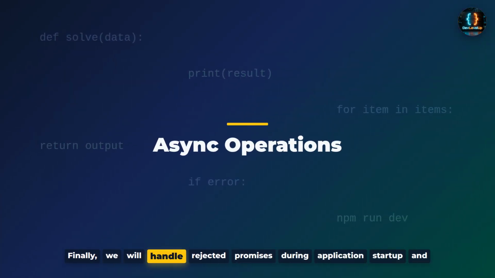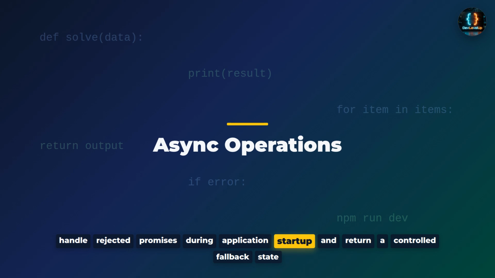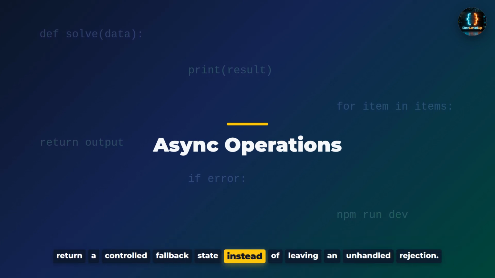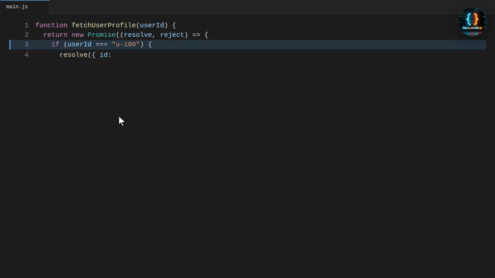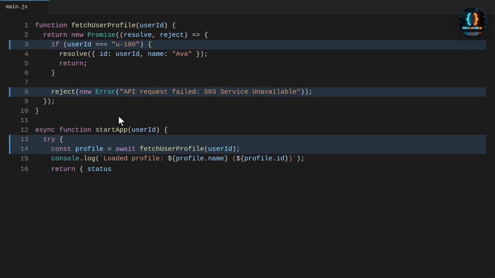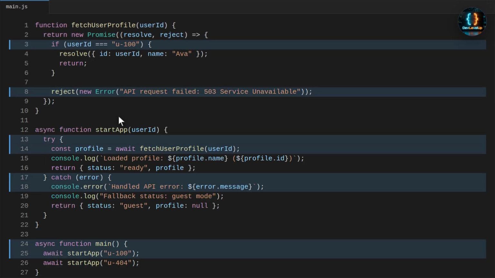Finally, we will handle rejected promises during application startup and return a controlled fallback state instead of leaving an unhandled rejection. An API request during startup can succeed for one user and fail for another, so the caller needs a controlled outcome in both cases. We await fetchUserProfile inside try-catch, log the loaded profile on success, and return guest mode after a handled failure. Now we run both requests and watch the fallback activate for the rejected promise.